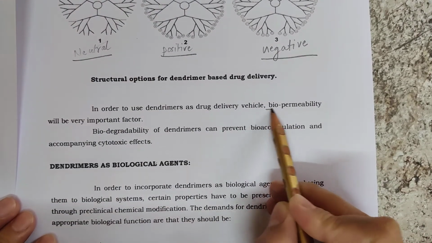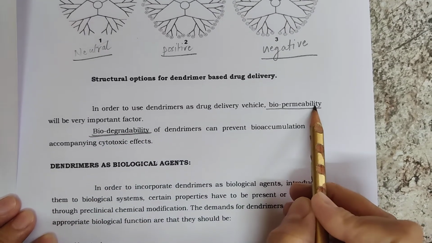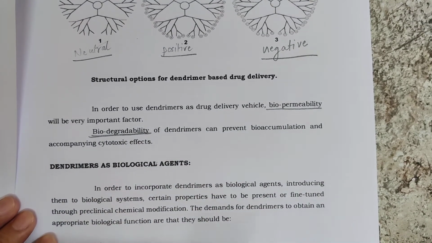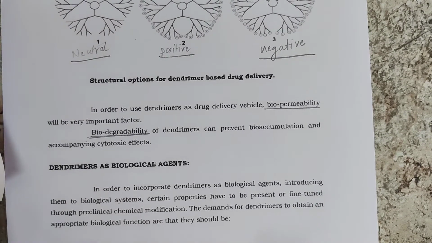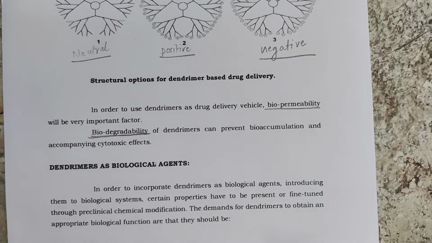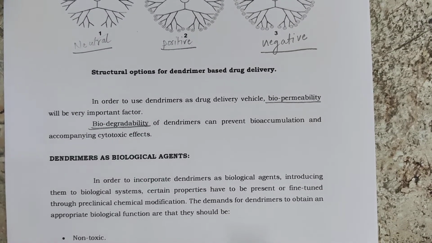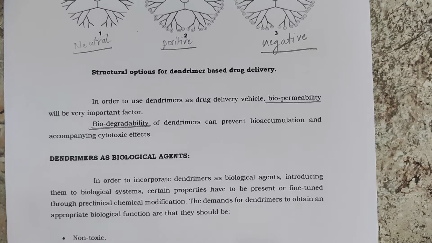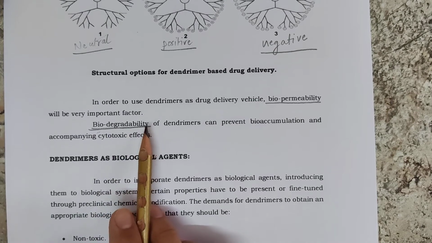Now there are two words, biopermeability and biodegradability. Biopermeable, that we have already discussed, means it should be able to cross the barriers present in the body, biological barriers. Dendrimer should be able to cross those in order to act as a drug delivery vehicle. Second, it should be biodegradable, like it should not accumulate in the body and have any side effects. It should degrade in a required time frame.